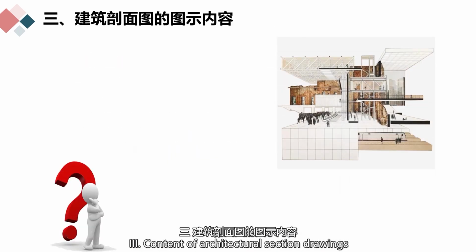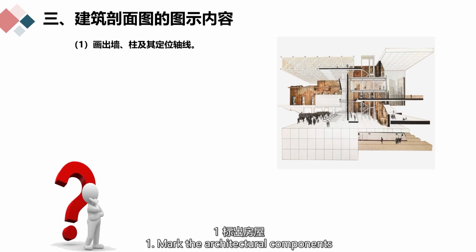Third, content of architectural section drawings. First, mark the architectural components of the building that are cut through. Their arrangement in the vertical direction, such as the specific positions of the floor beams and slabs, and their relationship with walls and columns. The structural form of the roof.